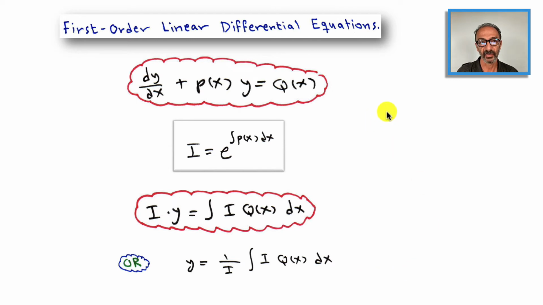So that's pretty much what this section is about. First order linear differential equations look like this. You need to identify p of x and q of x. It has to be first degree in y, and that's going to be y.